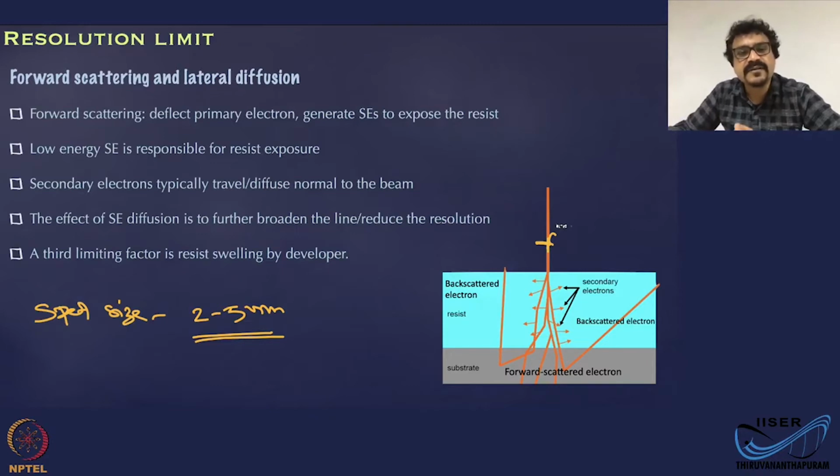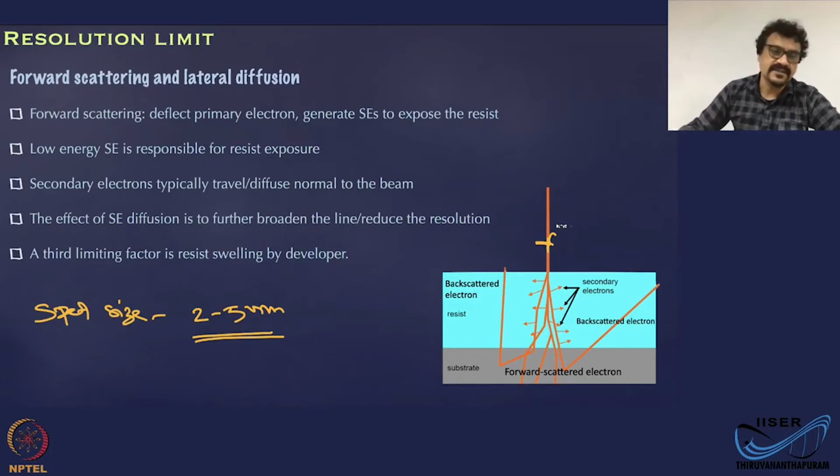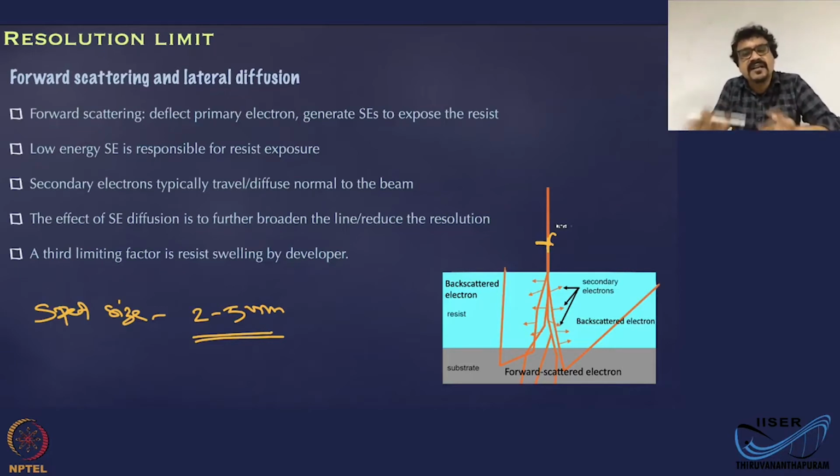And these are much lower in energy, and these are responsible for exposing the resist, or responsible for the chemical change that happens in the resist. And these secondary electrons are the ones which do the job for us in the lithography process. So they are generated and mostly travel in a direction which is perpendicular to the primary beam. So they travel somewhat laterally. Okay, and they also diffuse laterally.